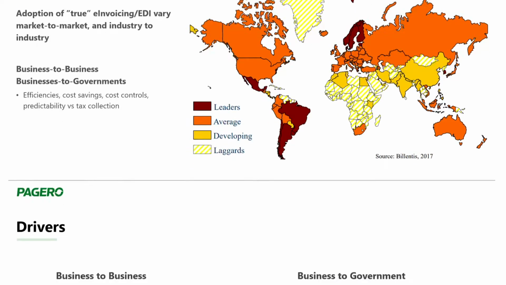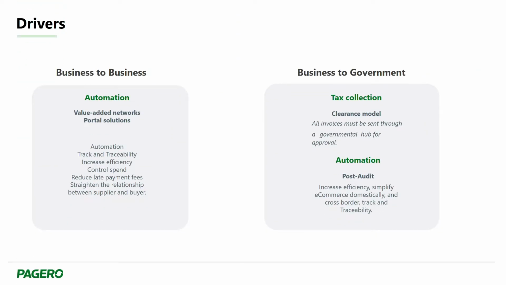And if we look at the drivers once again, we see that it's both the business-to-business side that drives this, as well as the governments all around the world. But they do this for different reasons. And again, if we look at the large businesses, they want to receive electronic invoices to get rid of the paper and the manual process. They want to achieve full track and traceability. They want to reduce late payment fees, and they want to strengthen their relationship with their suppliers.